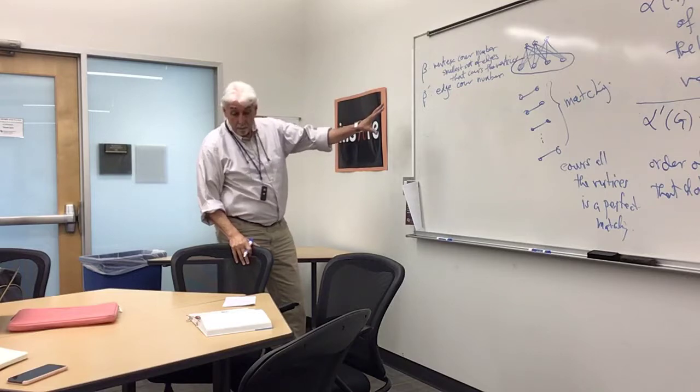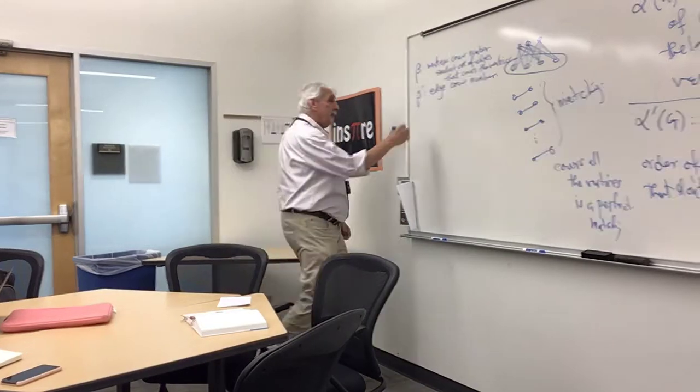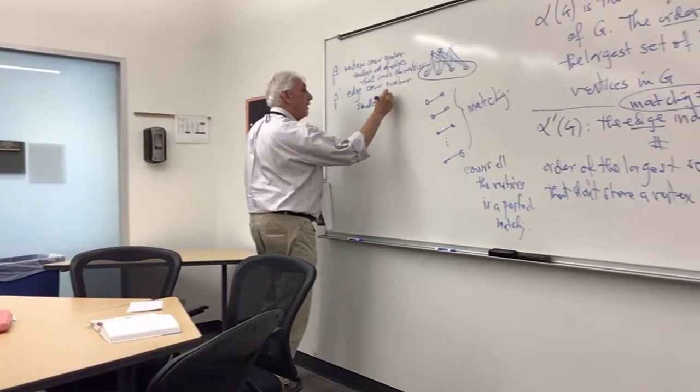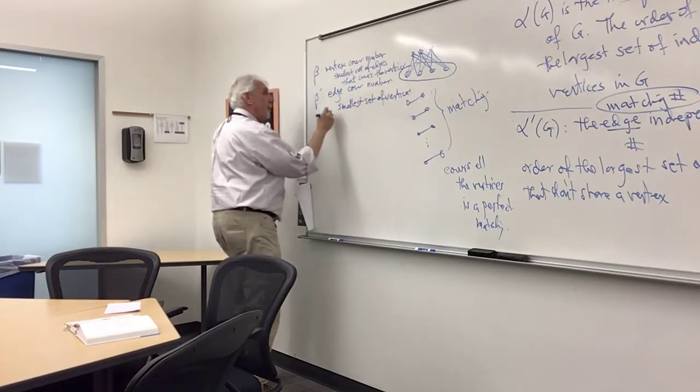The edge cover number, it's the smallest set of vertices that cover the edges.